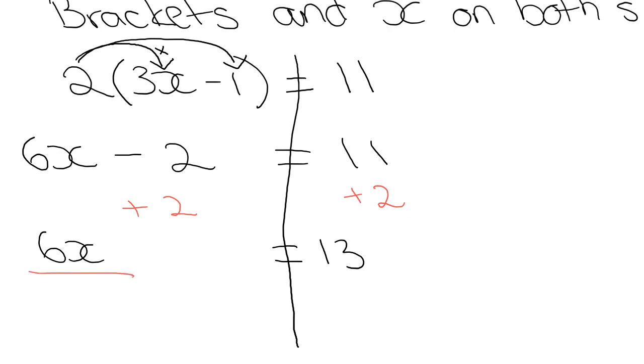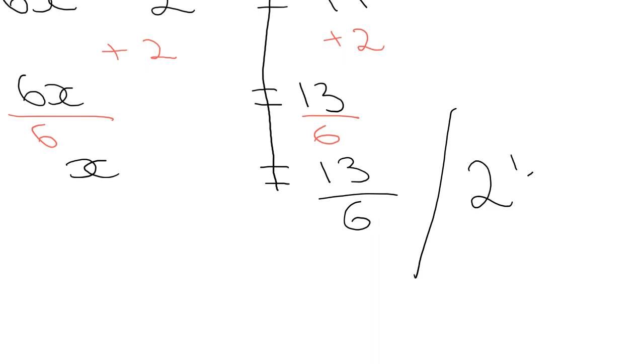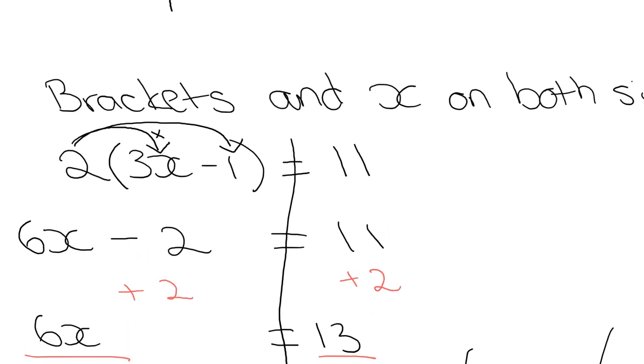And we divide by 6 to get, we can just leave it as 13 over 6. Or you can write it as 2 and 1/6. Or you could even write it as 2 point, I don't know what that is as a decimal. I'd have to use a calculator if I wanted to do it quickly. So the upshot here is when you see brackets like this, the easiest way to get rid of them is just to expand them using distributive law, and then solve it.